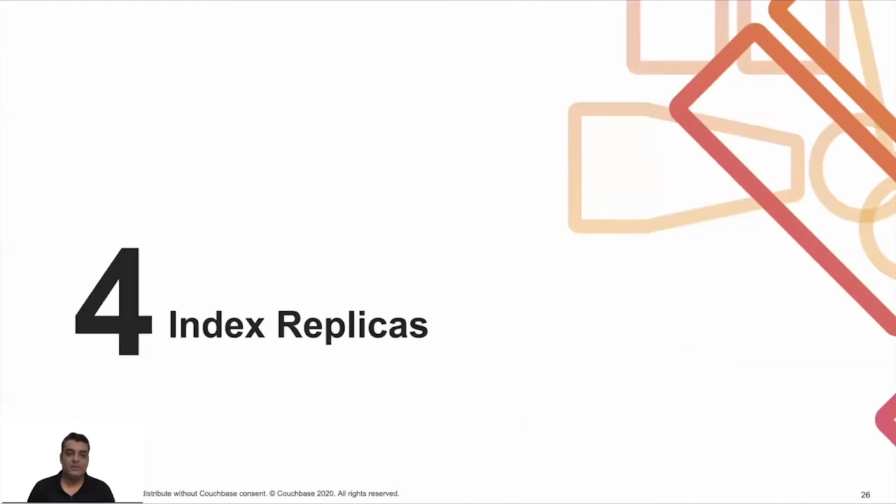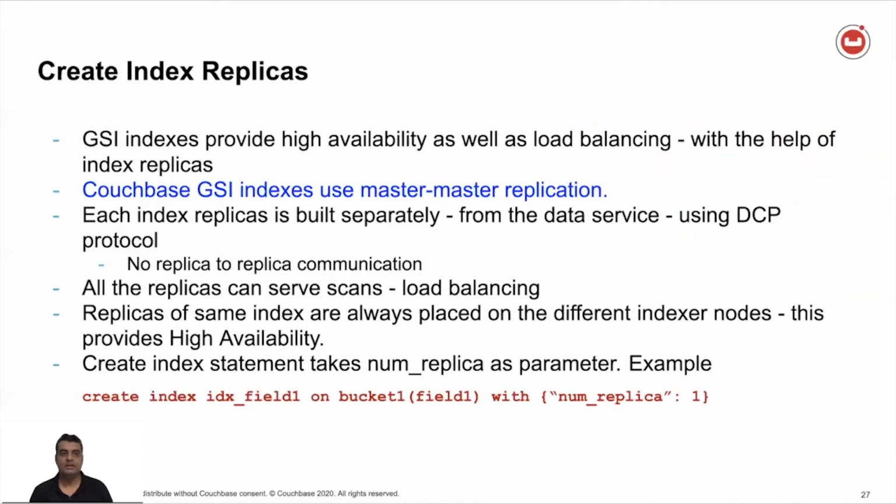Now let's talk about index replicas. Index replicas provide high availability as well as load balancing for GSI indexes. Basically, GSI indexes use master-master replication. What it means is all replicas are masters. They are active all the time and they can serve scans.